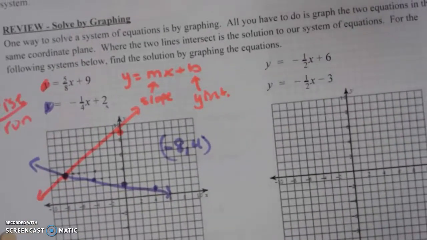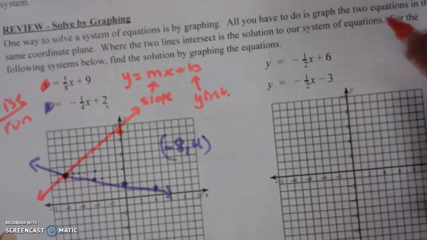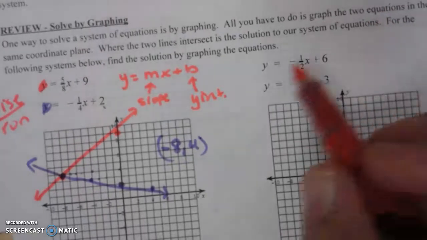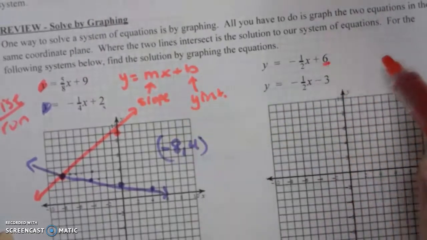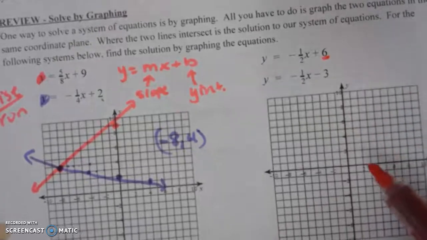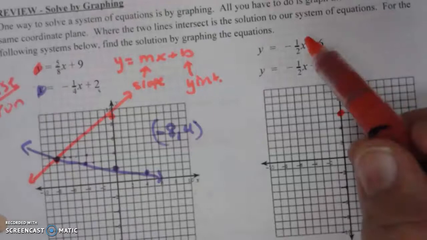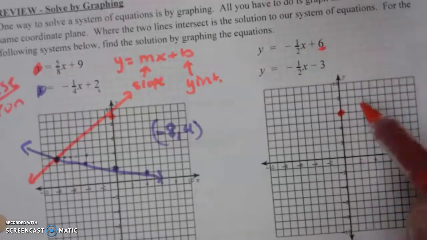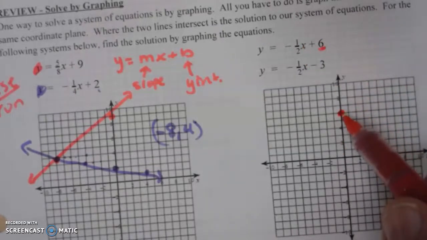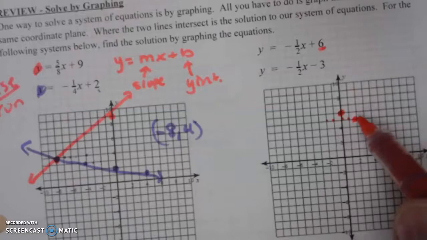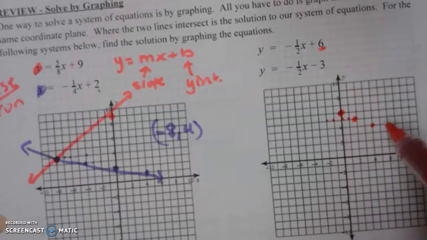All right? So we're going to do the same thing. We're just going to graph. So remember, we have the form y equals mx plus b. This term out here is my b, or my y-intercept, where we're going to cross the y-axis. So I'm going to come up here to 6. And my slope is negative 1 over 2. So I'm going to go down 1 over 2 in the positive direction, down 1 over 2 in the positive direction.